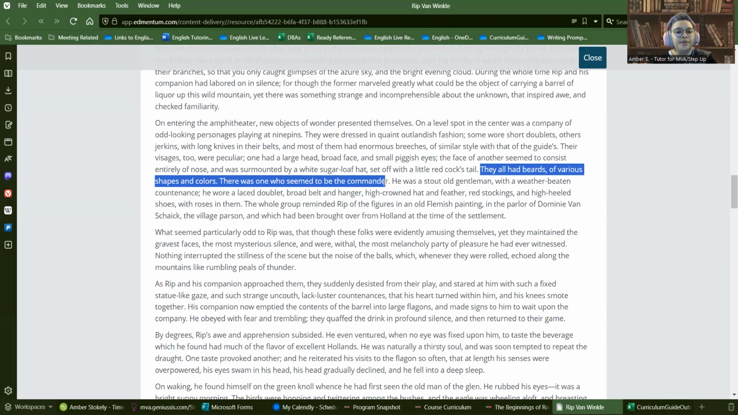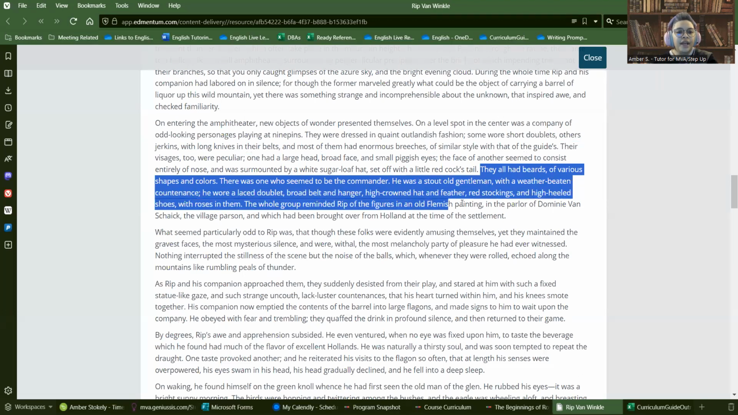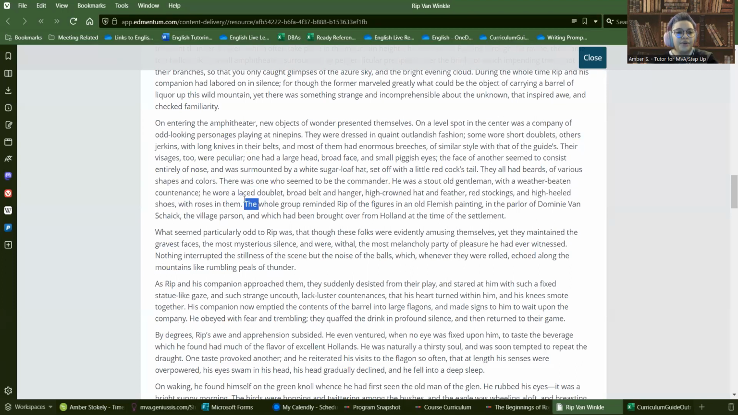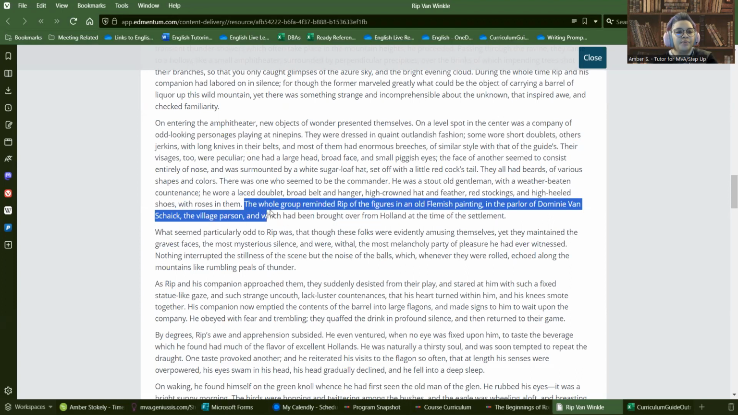There was one who seemed to be the commander. He was a stout old gentleman with a weather-beaten countenance. He wore a laced doublet, broad belt and hanger, high-crowned hat and feather, red stockings, and high-heeled shoes with roses in them. They're just describing what everyone looks like. The whole group reminded Rip of the figures in an old Flemish painting in the parlor of Dominie Van Shaick, the village parson, which had been brought over from Holland at the time of the settlement.